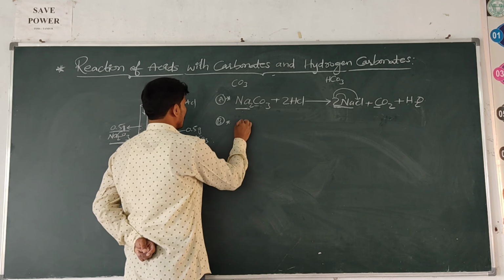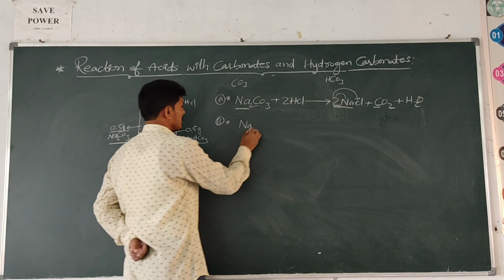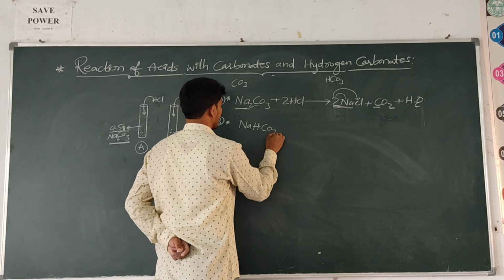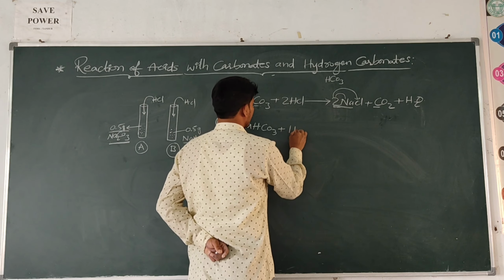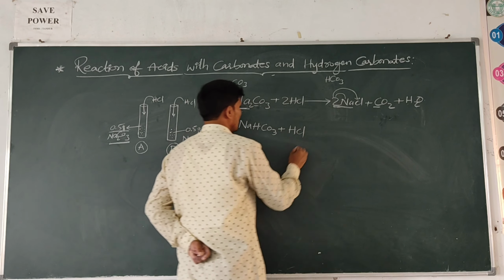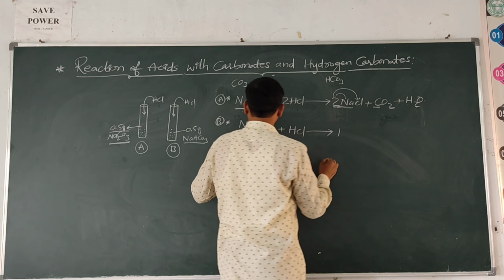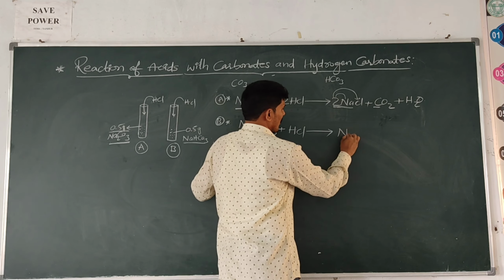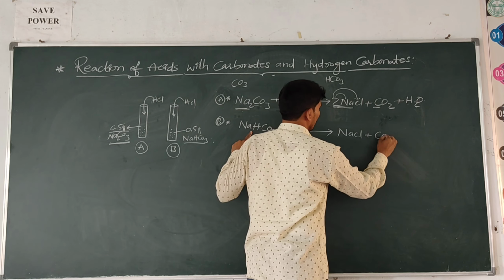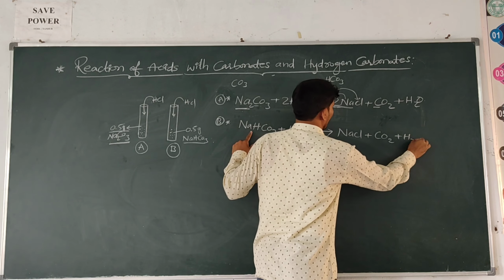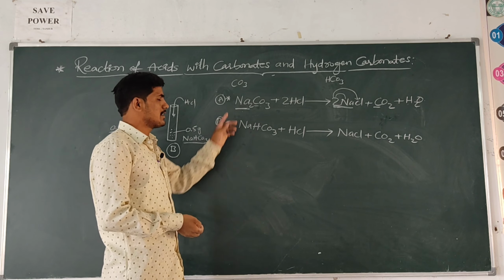Okay, second equation, in the second test tube, what will happen? What is the material we taken here? Sodium hydrogen carbonate. We add HCl. The reaction takes place between them and it forms NaCl plus CO2 plus H2O. Here also the same byproducts are formed as in equation 1.